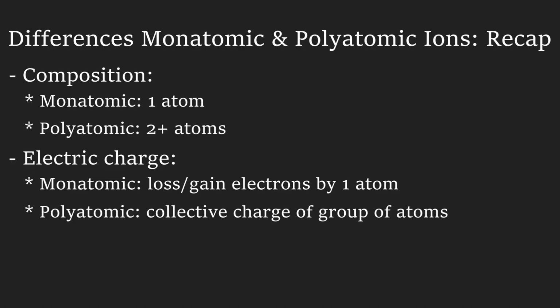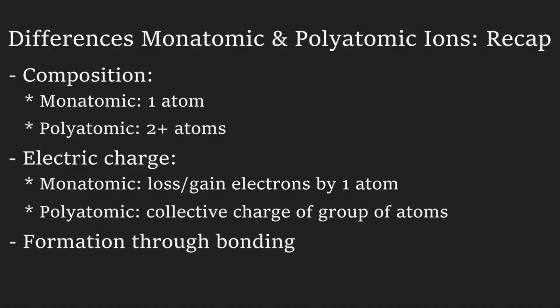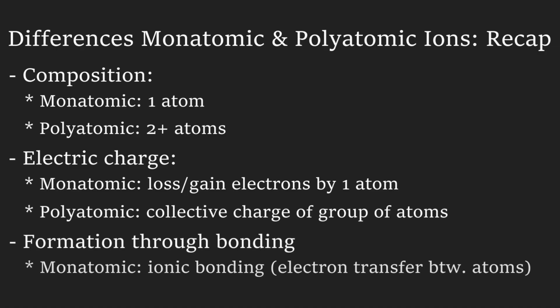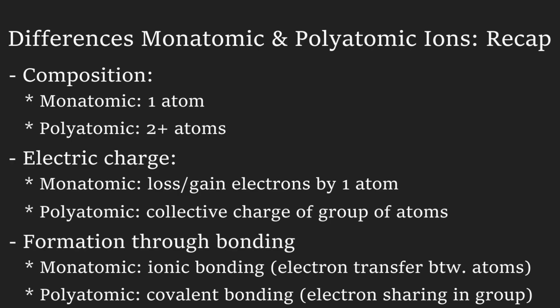And finally, there are differences in the way they are formed through bonding. Monoatomic ions are formed through ionic bonding, where electrons are transferred between atoms, typically between metals and nonmetals. Polyatomic ions are formed through covalent bonding, where atoms share electrons within the group and the entire group carries a charge.